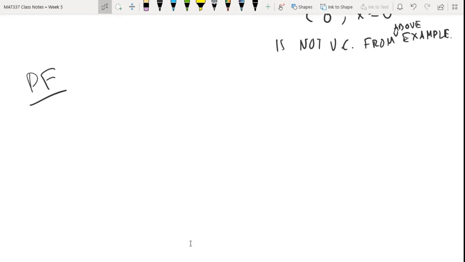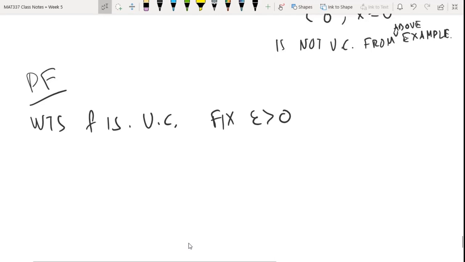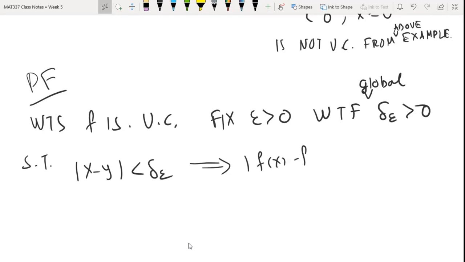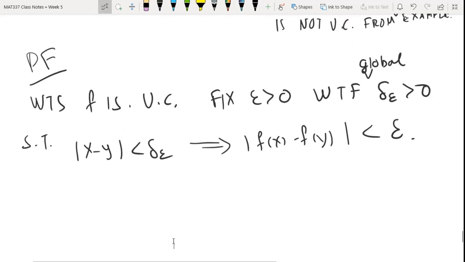I want to say what the strategy is though. We want to show f is UC. What does that mean? It means fix epsilon positive, we want to find a global delta epsilon such that if |x minus y| is less than delta epsilon, you get |f of x minus f of y| less than epsilon.